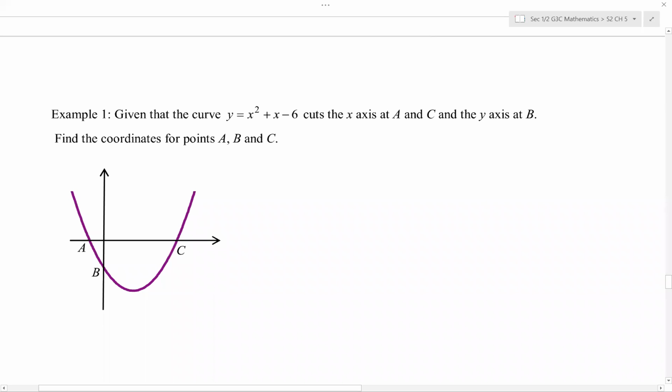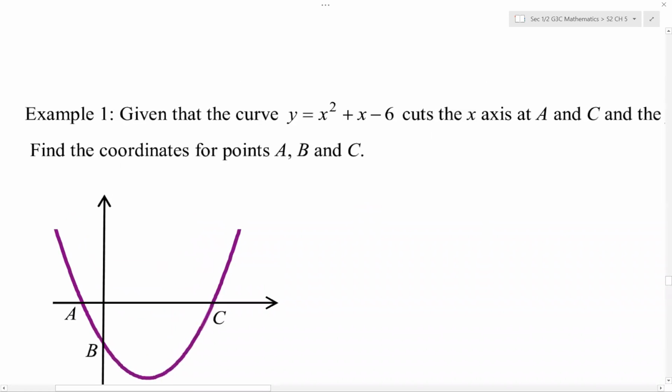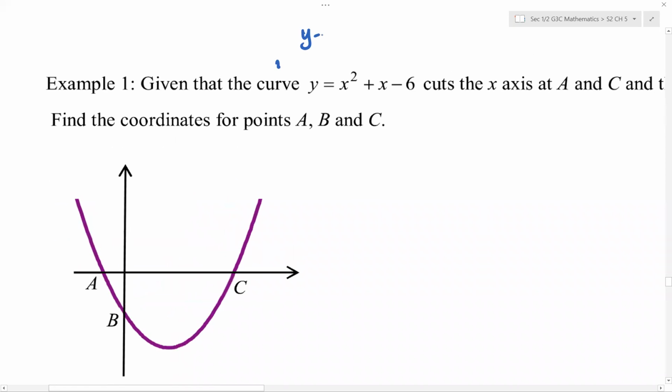Now we have a curve, y equals x squared plus x minus 6, that cuts the x-axis at A and C, and the y-axis at B. Find A, B, C. So look, we have a case of y equals ax squared plus bx plus c. Compare: our a value is +1. So we're expecting a smiley face, as shown.